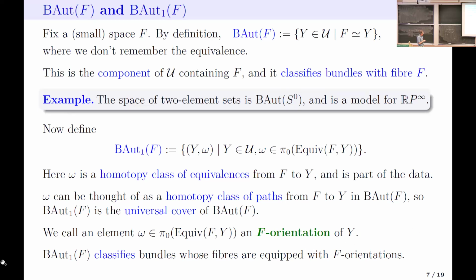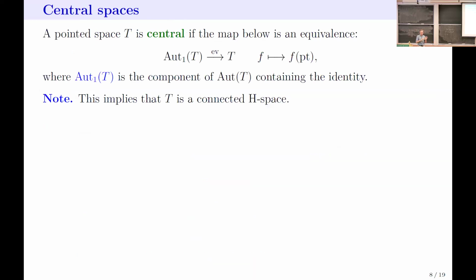And so essentially by definition, this B01 of F classifies bundles whose fibers are equipped with F orientations. So now we have a notion of a sort of oriented bundle no matter what kind of F we're dealing with. Okay, so that was the end of the first bullet point in my outline. That's sort of the background about universes.